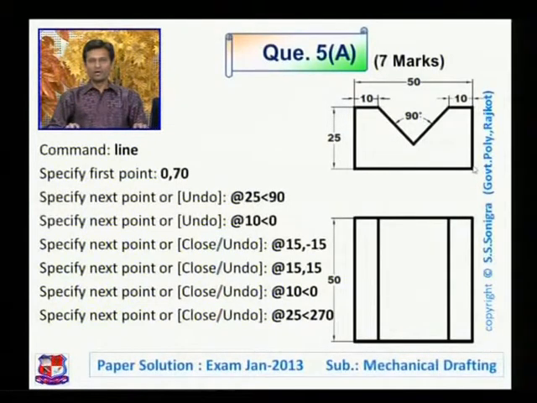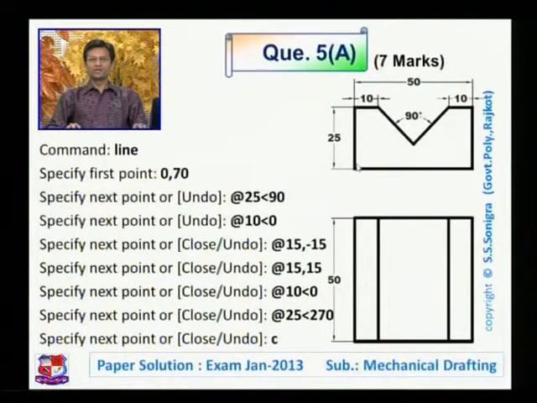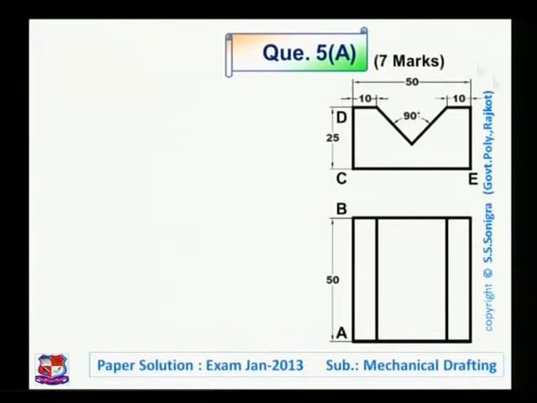Up till now we have drawn this. Now we want to draw this line. For that you can use this also: just enter C, which means close. Close means it will join this point with the first point. This was the first point. If we enter C, this point will join with the first point.